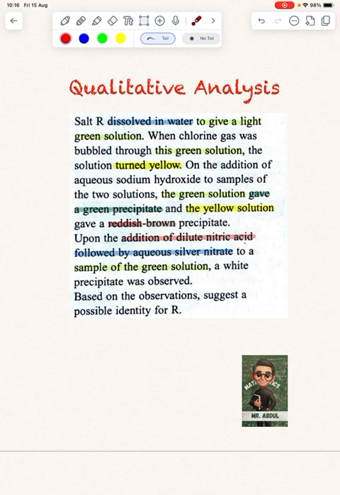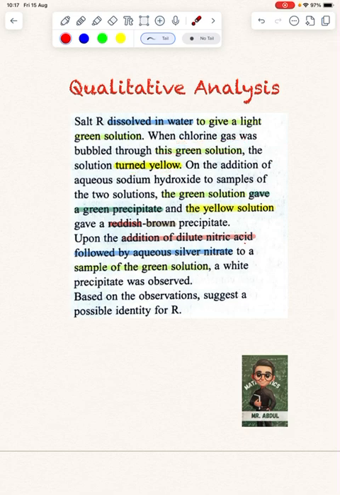Okay, so what happened is that when the chlorine gas was bubbled through the green solution, the solution turns yellow. This is another confirmation, right? For those of you who have learned redox, oxidation and reduction, you know that when chlorine gas was bubbled through a green solution and it turned yellow, that means your Fe2+ has been oxidized by your chlorine gas, and of course the green solution will turn yellow.